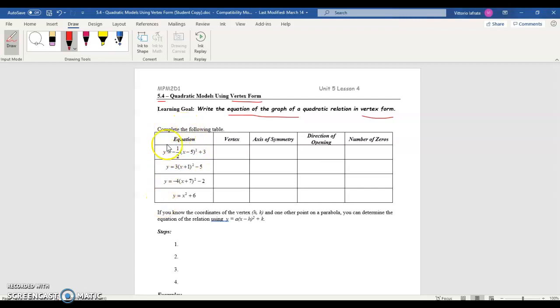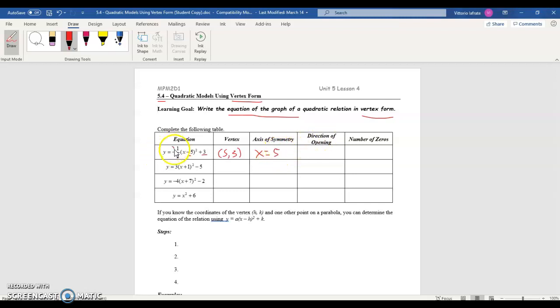So here we have a variety of vertex forms provided to us. Let's start with the first one here. What is the vertex? It's always that h, k here. So the vertex in our situation here is 5, 3. Remember the change of sign of the h there. Let's go and try our axis of symmetry. Our general rule for axis of symmetry, where you can split the parabola down the middle into left and right sides, is that it's going to be equal to the x value of your vertex. So x is equal to 5 is where the axis of symmetry will be.